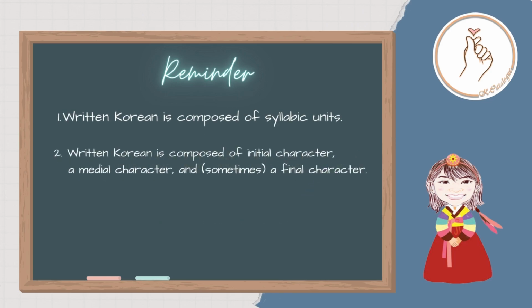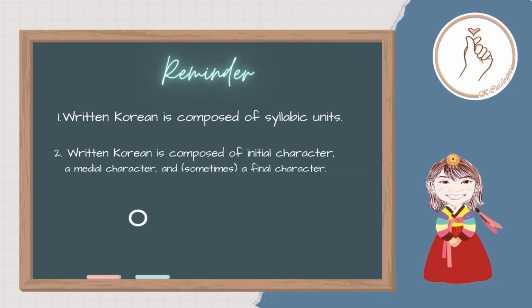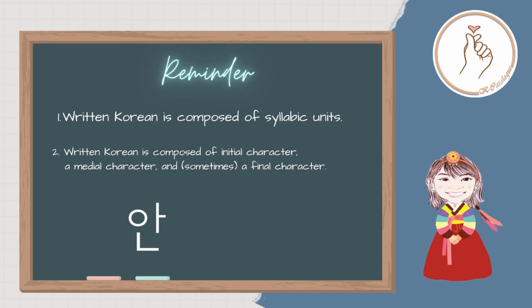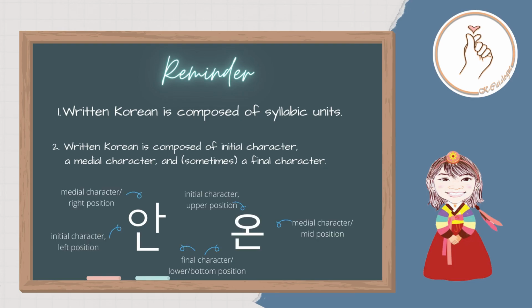Second point, when we write in Korean, we have to remember that there is an initial character, a medial character, and sometimes a final character. If you can recall, when I was discussing the consonant iyung, I mentioned the left or upper position and then the lower position. So later on, you'll understand it better.